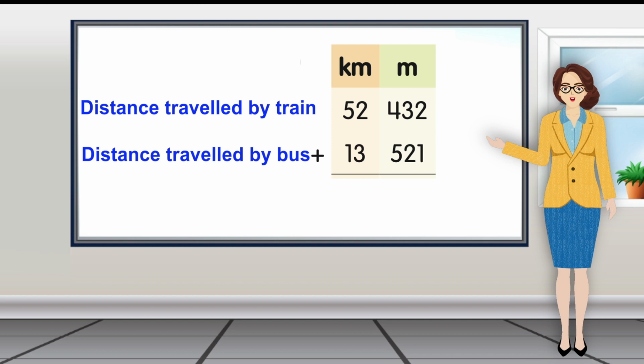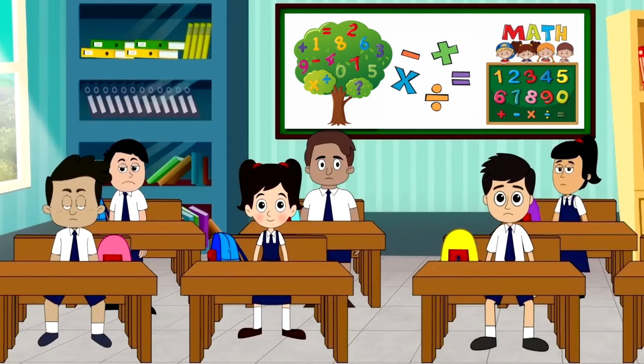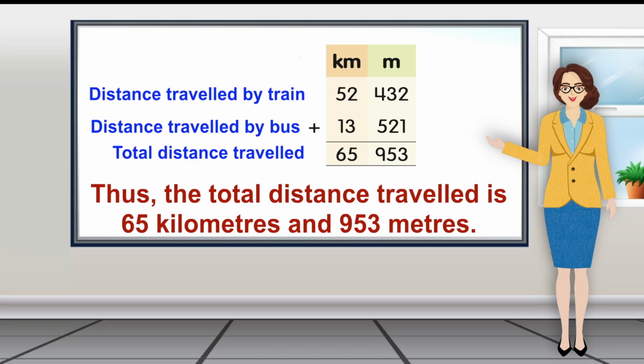After adding 52 kilometers and 432 meters and 13 kilometers and 521 meters, we will get 65 kilometers and 953 meters. Thus, the total distance traveled is 65 kilometers and 953 meters.